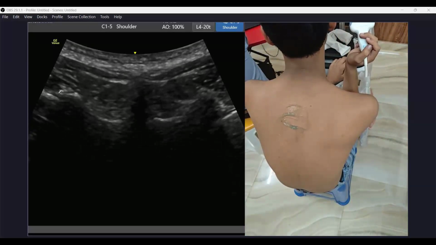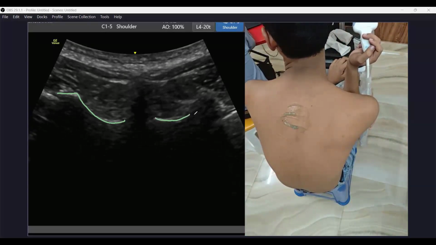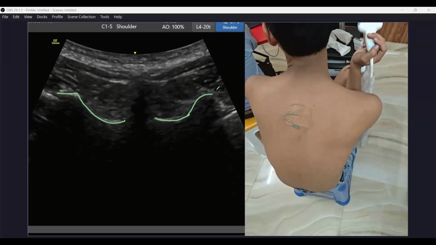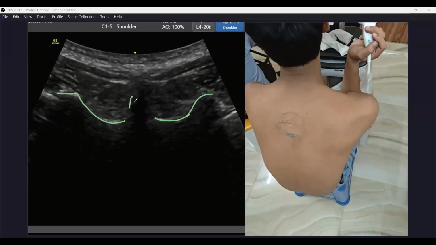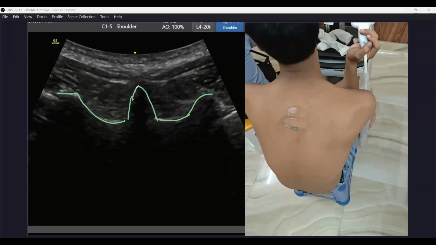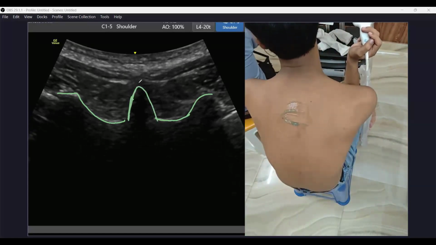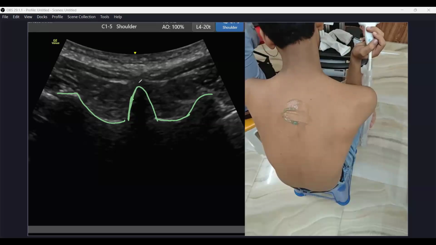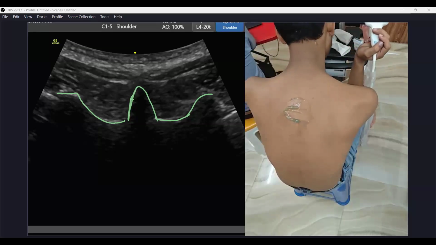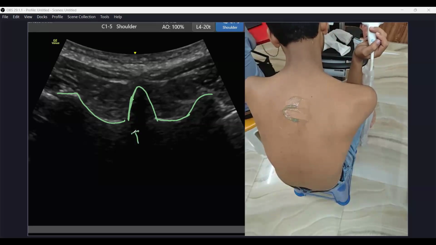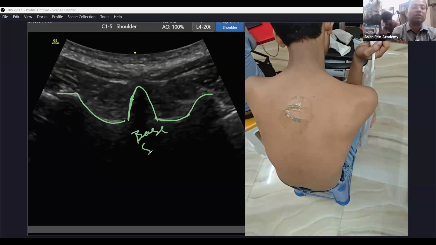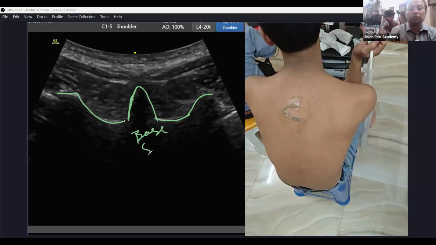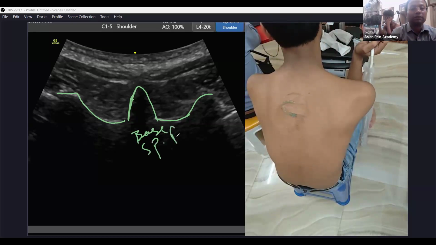This is a laminar view. Here is the transverse process. This is the lamina, and this part is the transverse process. Okay, so what is this part? Anybody will say this is the spinous process. Of course it is the spinous process, but it is only the root or base of the spinous process. Okay, base of the spinous process.